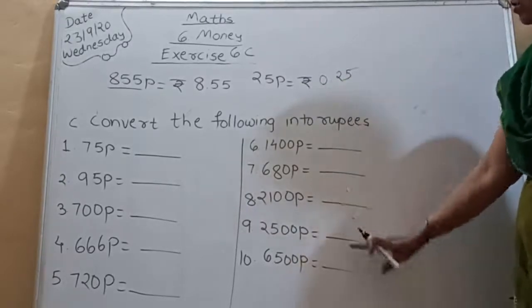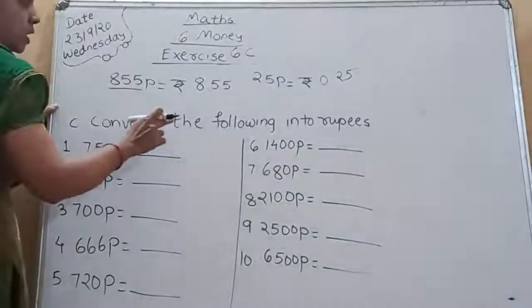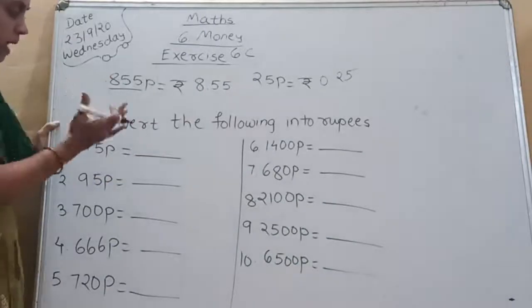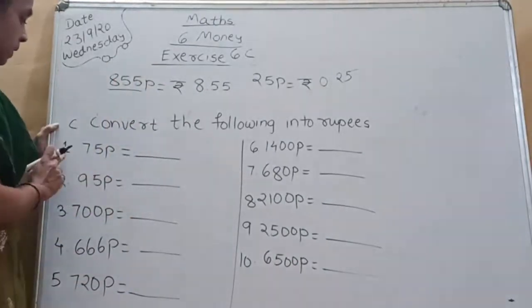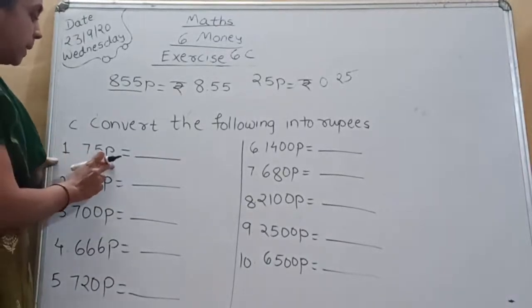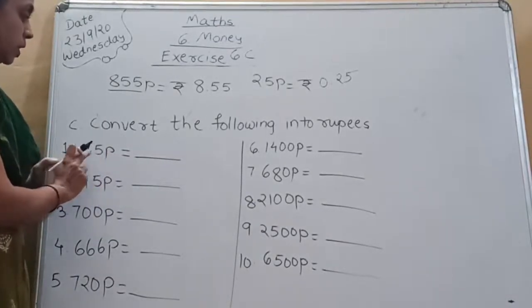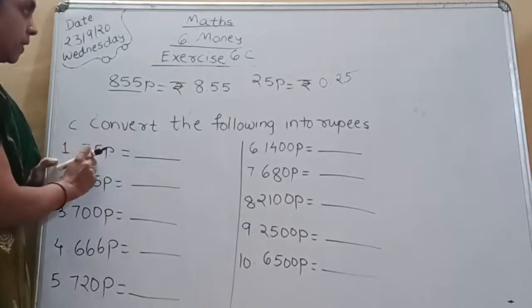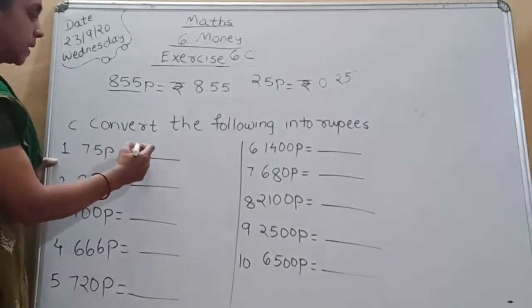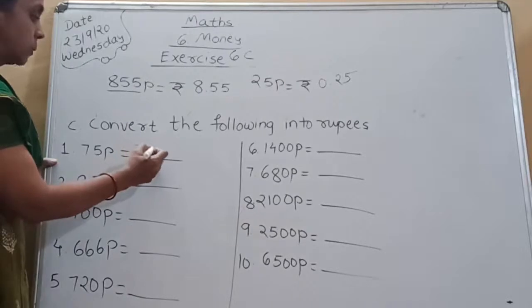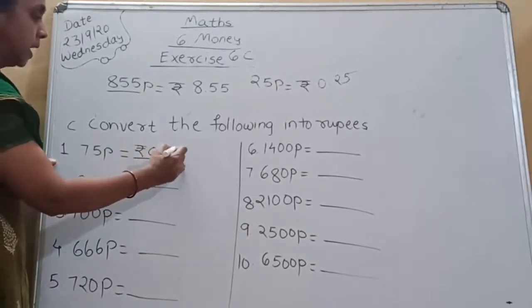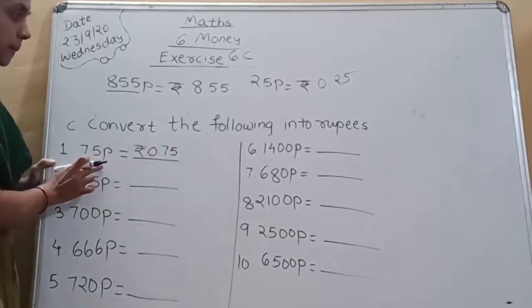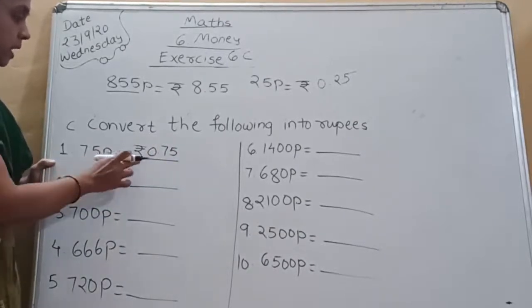So in this way we have to solve all this example. Now see question, convert the following into rupees. So directly we can write by using this dot method. First example is 75 paise. So what we can write here, 75 paise. Only paise is given. So rupees 0.75, because only paise is given here.